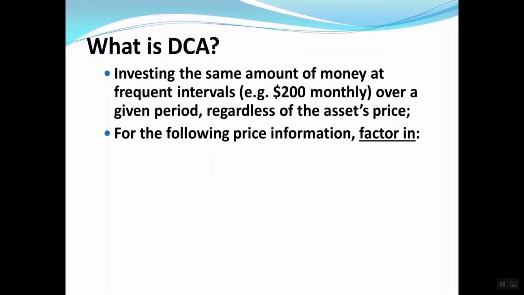Okay, let's begin. Before I talk about the statistics, a quick overview of DCA. So this involves investing the same amount of money at frequent intervals. So for the purposes of this video, $200 monthly over a given period, regardless of the asset's price.